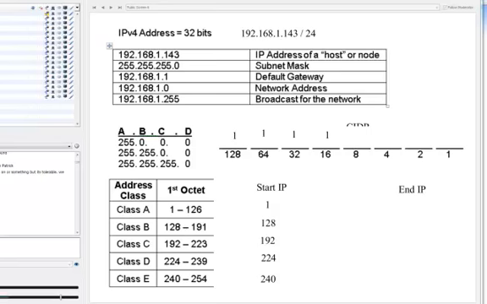So now that we have our starting IP addresses for each range, I know I can't have overlapping IP addresses. So A has to end before Class B starts. So if B starts at 128, A has to end at least before that. So 128 minus 1 is 127. Now, 127 happens to be reserved for loopback. And that is on the sheet I gave you.